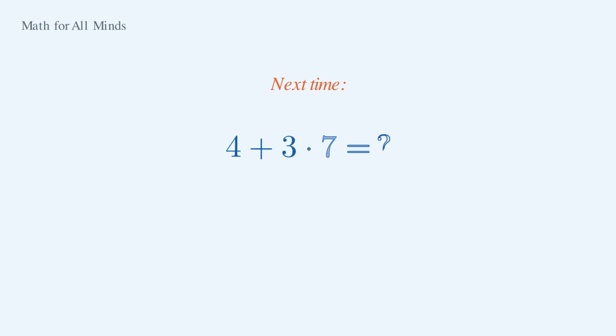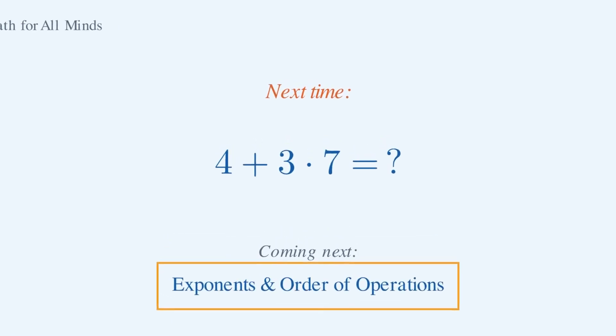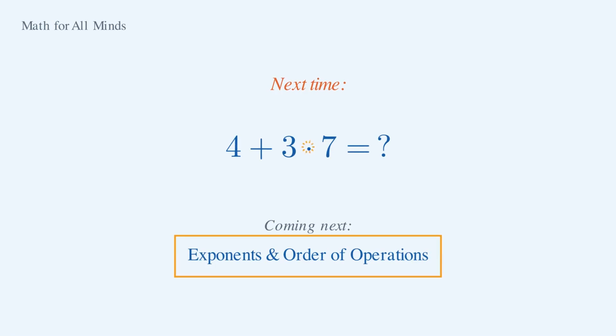Next time, those expressions can get tangled fast. What happens when we add a tiny raised number, called an exponent, and a strict set of rules for which operation to do first?